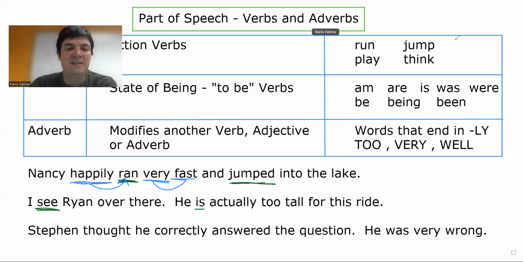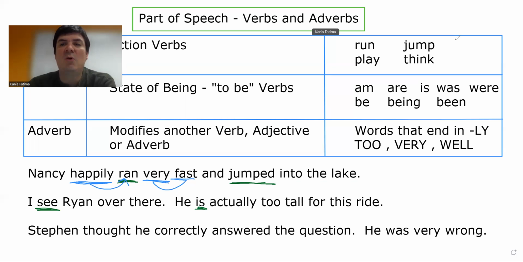Looking at my second sentence, I see a to be verb. He is actually too tall for this ride. Again, this is a to be verb, is. He is not doing an action. It's just describing his state of being. His state of being is tall.